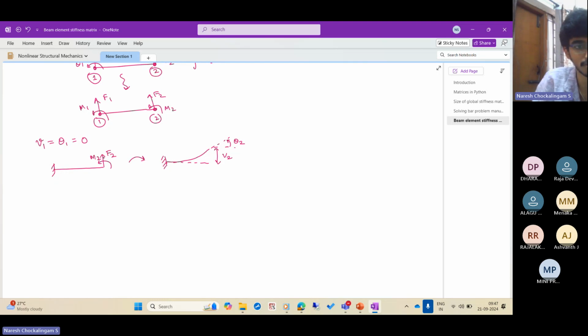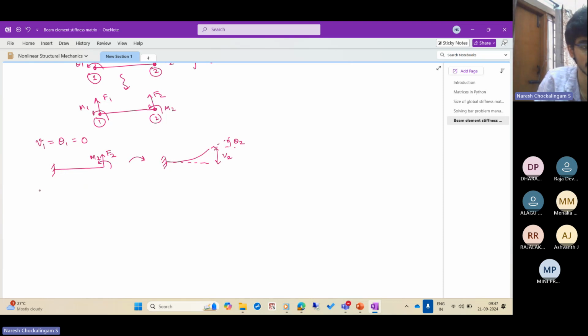So given F2, you know V2 is F2 L cube by 3EI, and given M2, you know theta 2 is M2 L by EI, and V2 due to M2 will be certain. Okay, we'll do it. Right? So you have this.